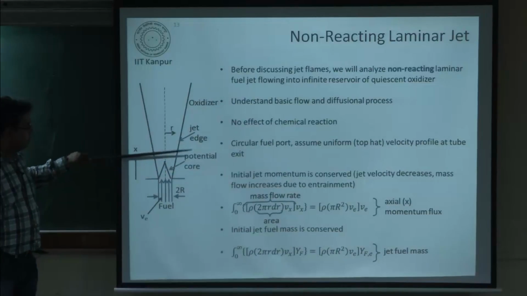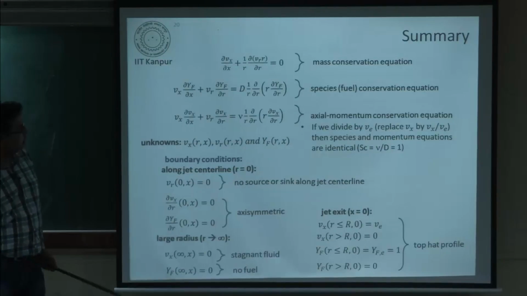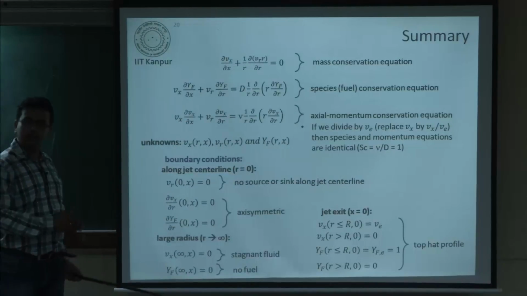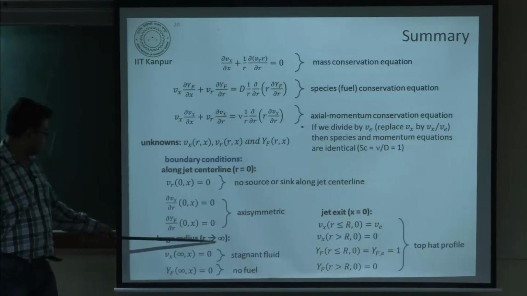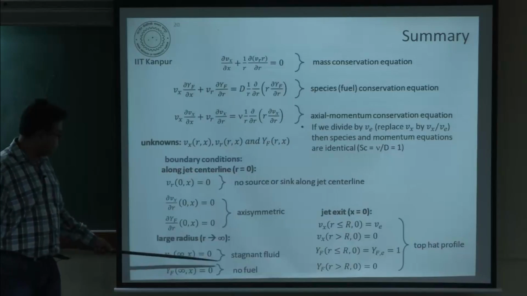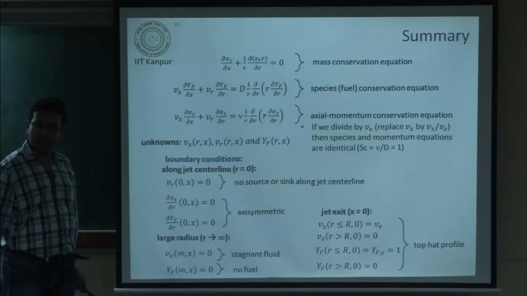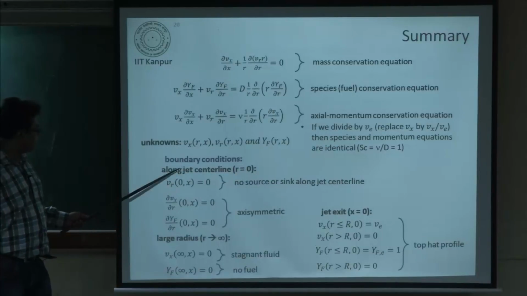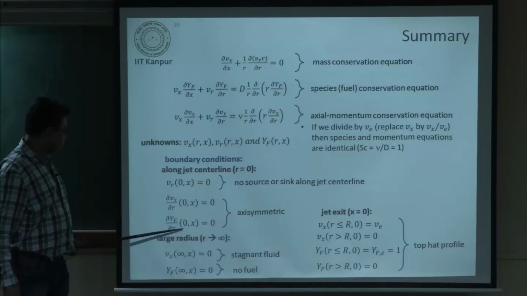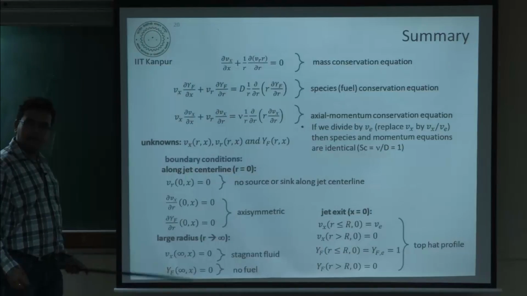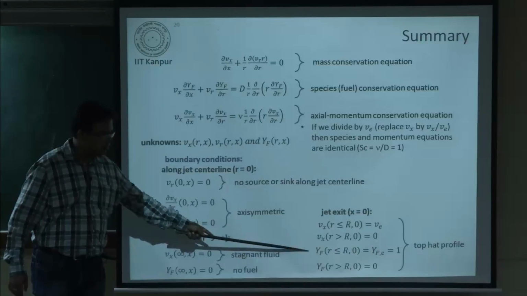For this type of equations, we need 3 boundary conditions. Another we will impose far from the jet center line, r tends to infinity, a large radius. There we expect that the flow has to be quiescent, so the velocity will be 0 and there is no fuel. Along the jet center line, r equal to 0, we have the symmetric boundary condition, which means the radial gradient term is 0. At the jet exit, we have the top hat profile for the velocity and the fuel mass fraction.